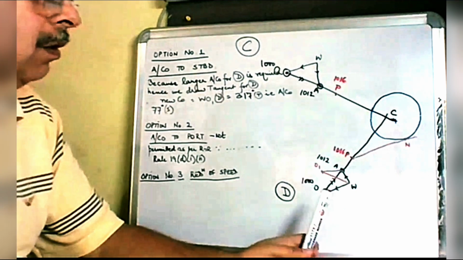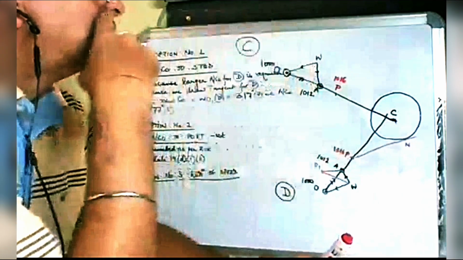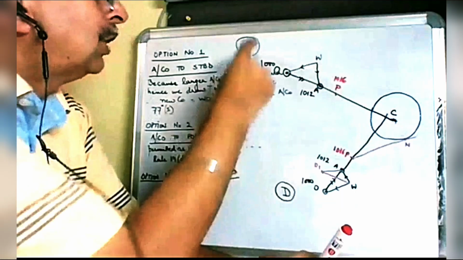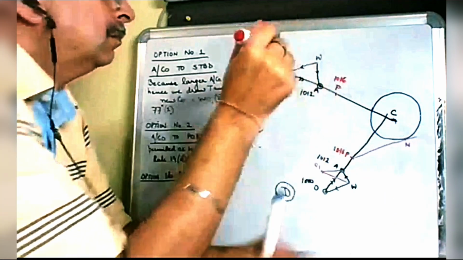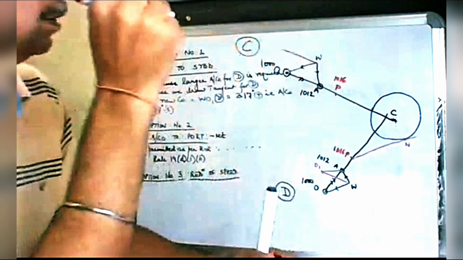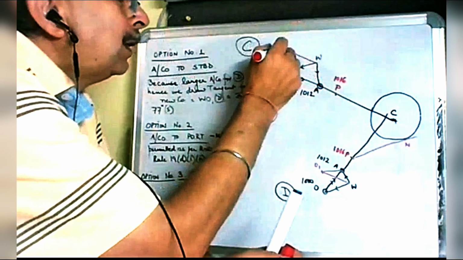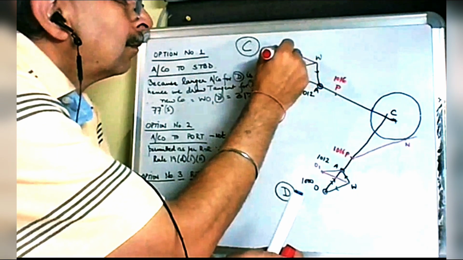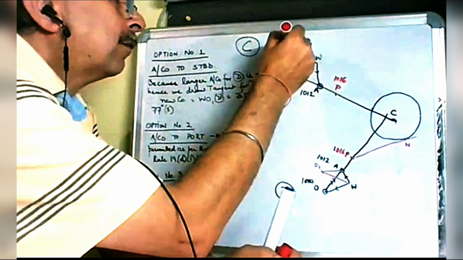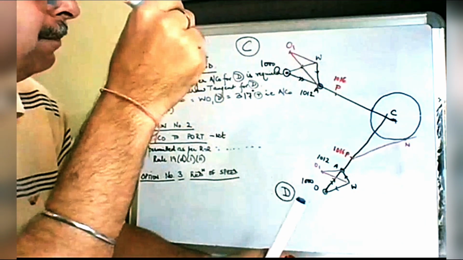Okay, having drawn this, whatever we have done here, we have to do it on Charlie also and show that. So draw WO1 equal to 317 on Charlie. Speed is the same, so WO equal to WO1. Join O1A. Please remember nomenclature remains the same.